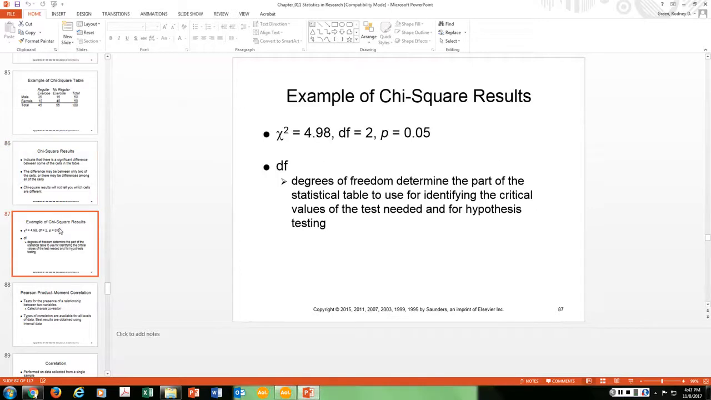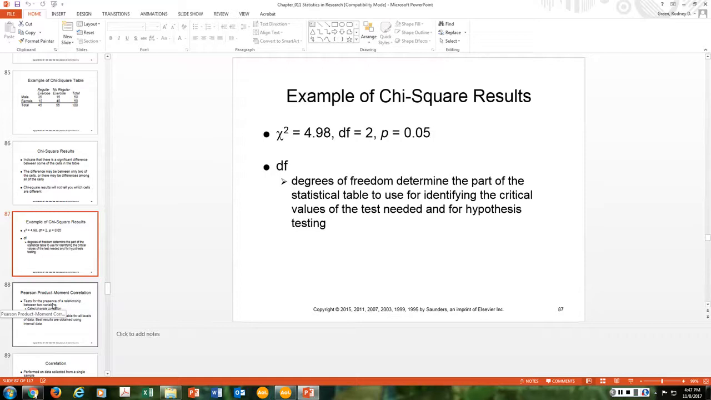So here are some results. Chi-square equals 4.98. Degrees of freedom is 2, and the probability is 0.05. Degrees of freedom refers to determining the part of a statistical table that's used for identifying the critical values of the test needed for hypothesis testing. And I'm pretty sure that you had that in your statistics course.